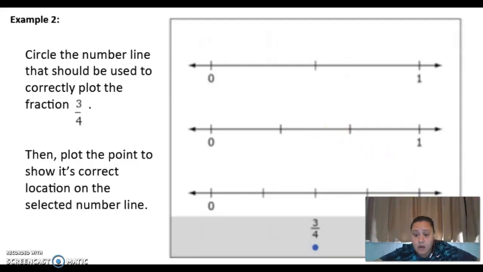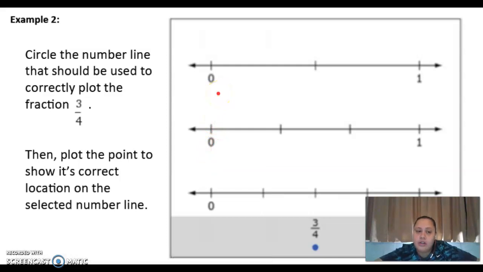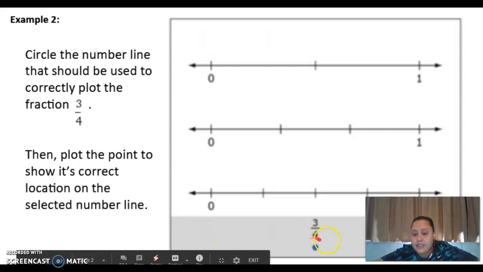All right, so my head is kind of blocking. Sorry for my large head, but you'll see most of this slide. So what we're going to do is we're going to circle the number line. So we're choosing between these 3 number lines. And we're going to circle a number line that should be used to correctly plot the fraction 3/4. That's part 1. Part 2 is then once we decide which number line we are using, we're going to go ahead and plot that fraction. And that's what you see down here.